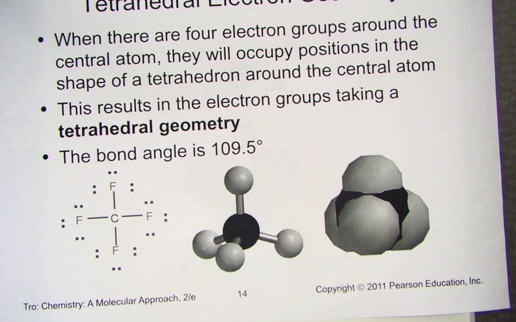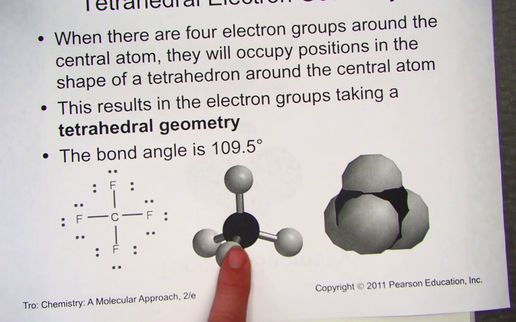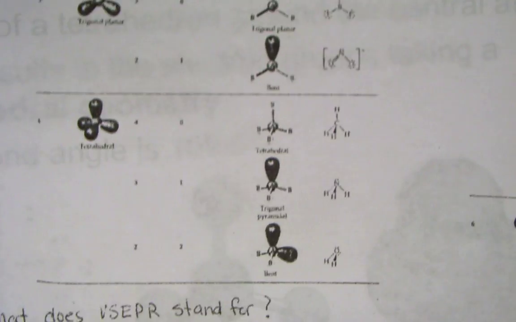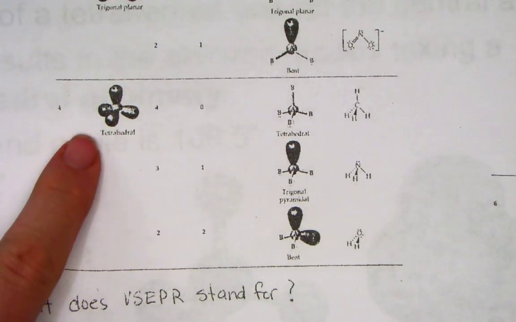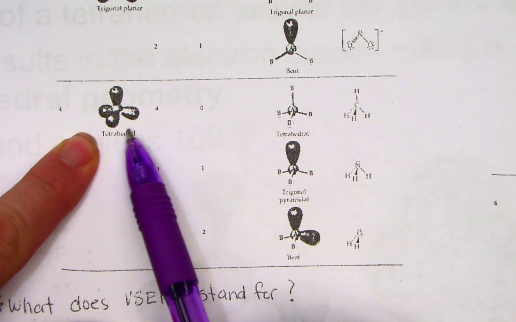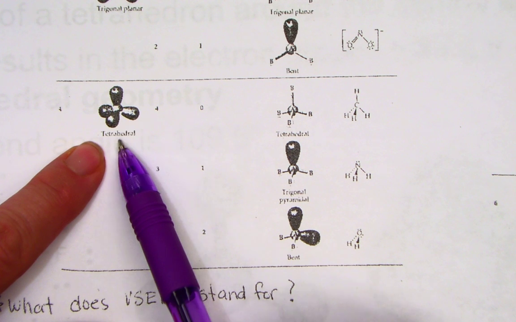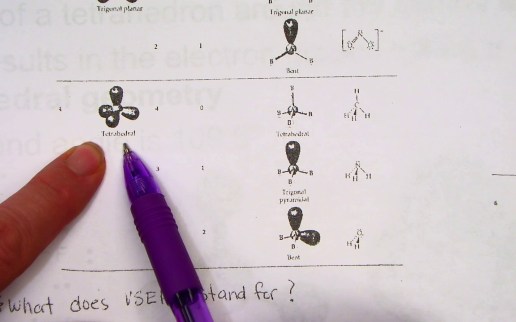Thinking this through with this close-up picture, here's a picture on our PowerPoint. This is on the handout. If we have 4 electron domains, the shape of the electron clouds around the central atom will be called tetrahedral.